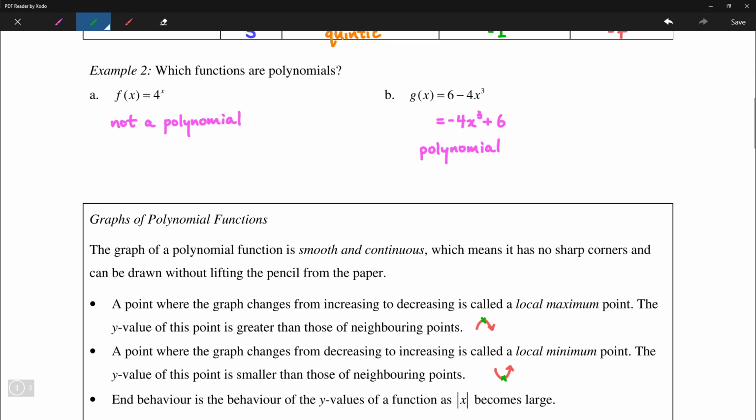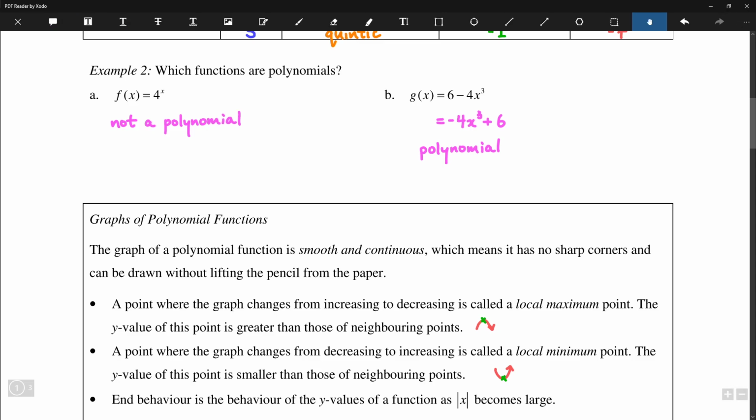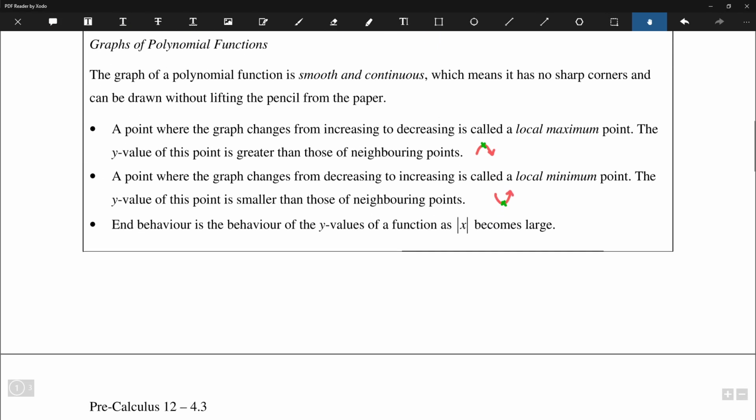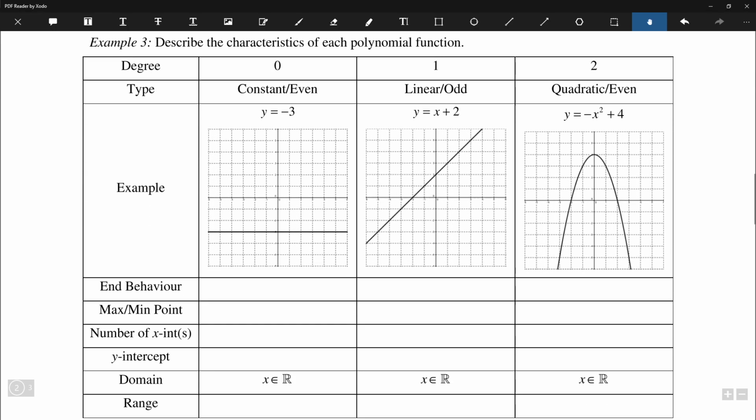And the end behavior is the behavior of the y values of the function as, it says here, absolute x becomes large. So either the x value is becoming very negatively large or very positively large. What happens? Okay. So instead of just looking at this, we can look at some graphs on page 2. Important to note is that these are specific polynomial functions of each type, and of course there are other possibilities, but it just gives us an idea of what they can look like.